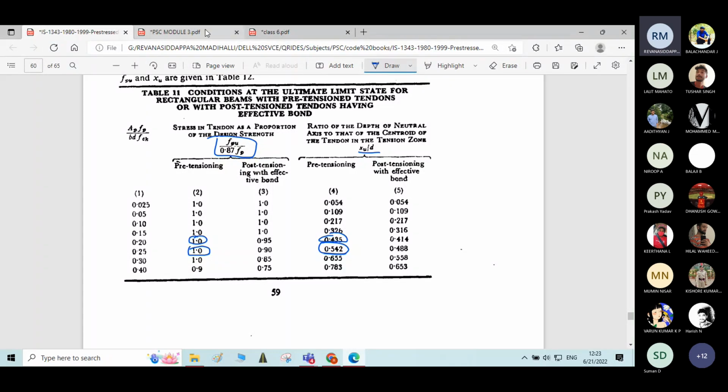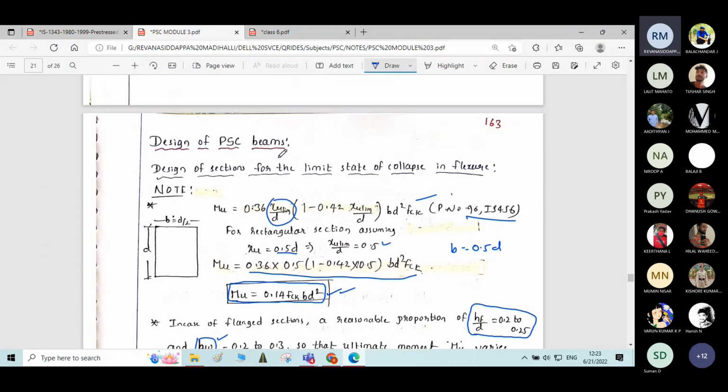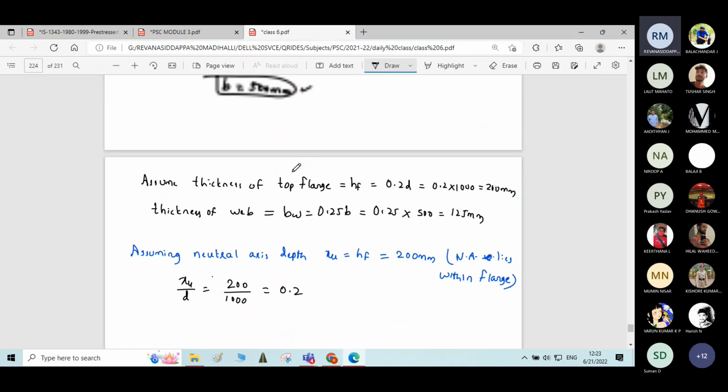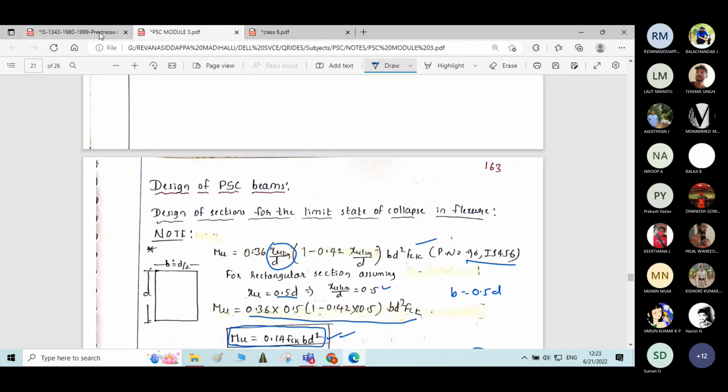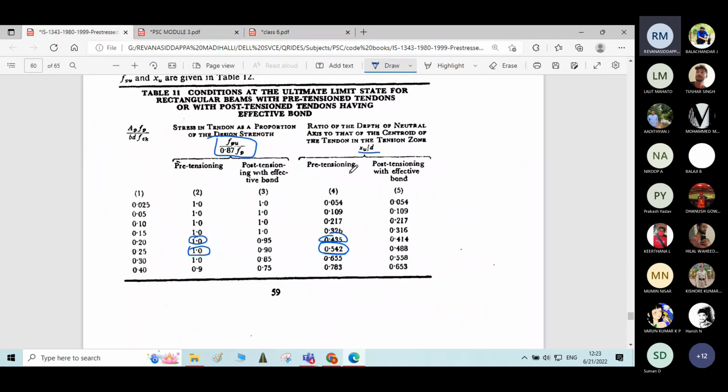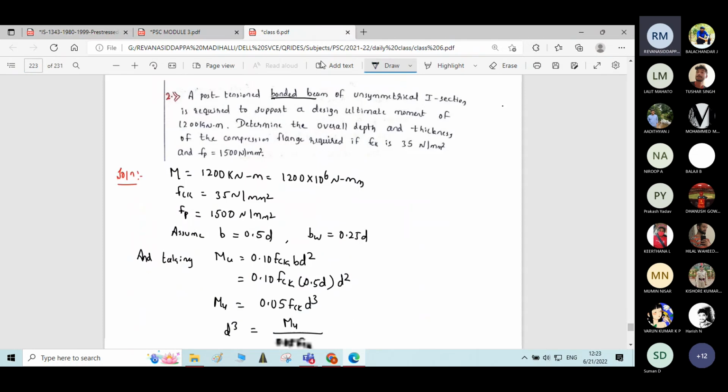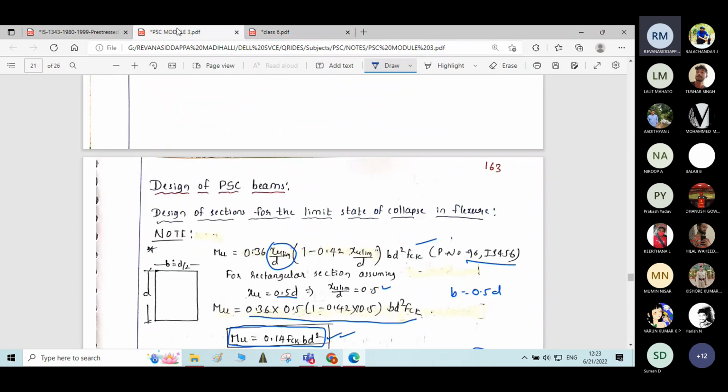Just go through the problem whether it is post-tension beam or pre-tension beam. Let me go through it. It is a post-tension bonded beam. Post-tension bonded beam means table 11 only. Here, you need to refer to this column. Now XU by D value is known. How much we got? XU by D is equal to 0.2.